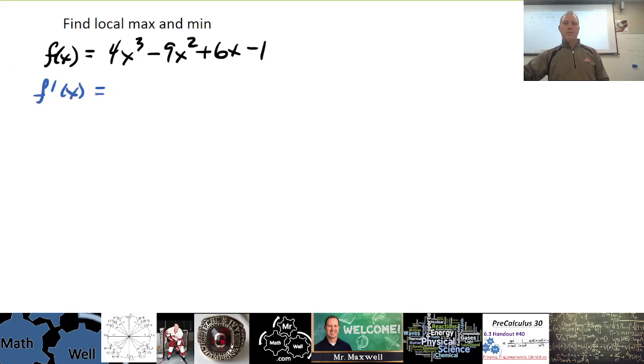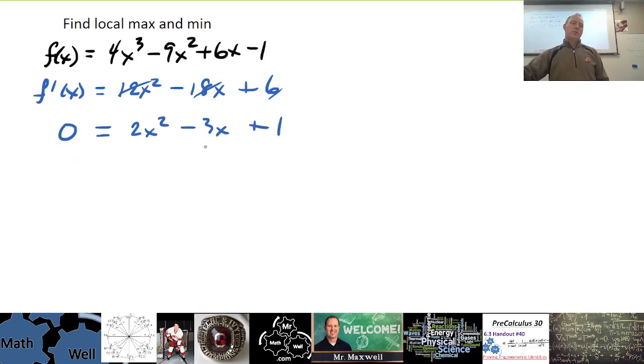So f prime, power rule here, so it's going to be 12x squared minus 18x plus 6. And I want to find out where that's 0. Now, if you can simplify this at all, that'd be great, if you can divide out a common factor. It looks like I can divide out 6 from all these, right? So it's going to be 2x squared minus 3x plus 1.